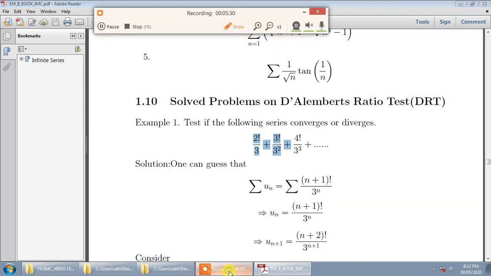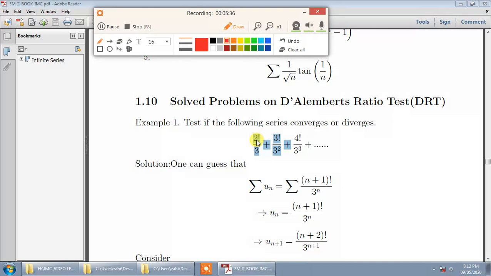You will observe that the first term is 2, the second term is 3, the third term is 4. So the nth term will be n plus 1, and everywhere we have a common factorial, so n plus 1 factorial is the numerator. I am now dealing with the nth term, so this is your u1, this is your u2, this is your u3, and so on.